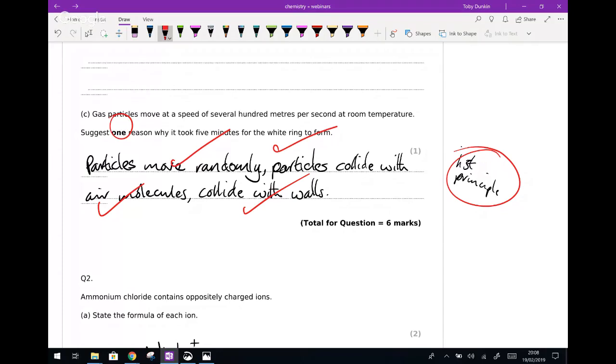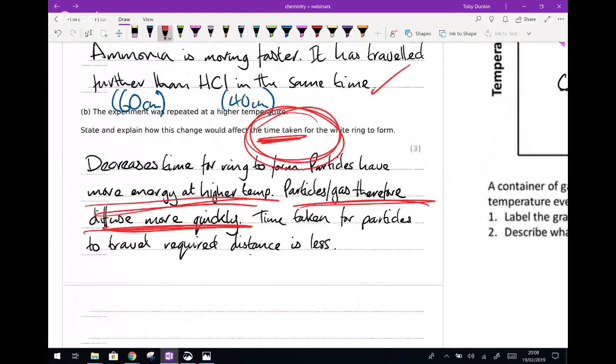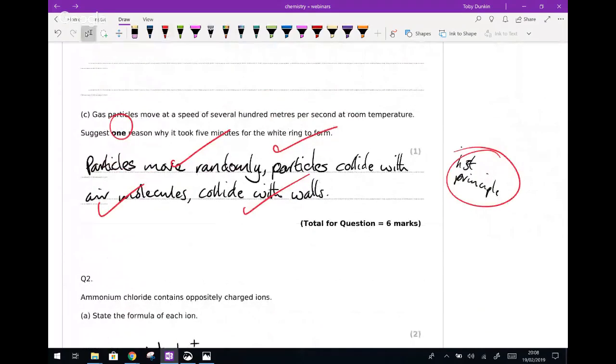You must mention one reason why it took 5 minutes for the ring. Oh, hang on, you're talking about this one. You must have mentioned the time. Yeah, you must. It's nothing to do with faster, slow. Faster, slow doesn't even exist in chemistry. It's higher rate or lower rate. You should never say the word speed or faster in chemistry.